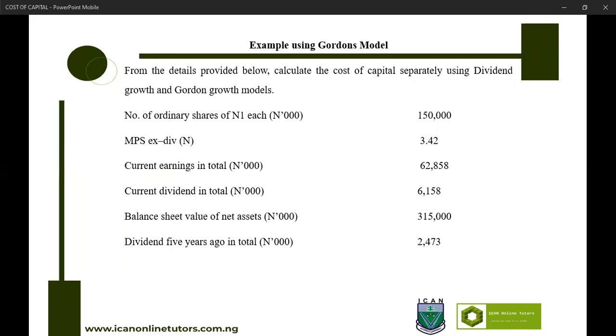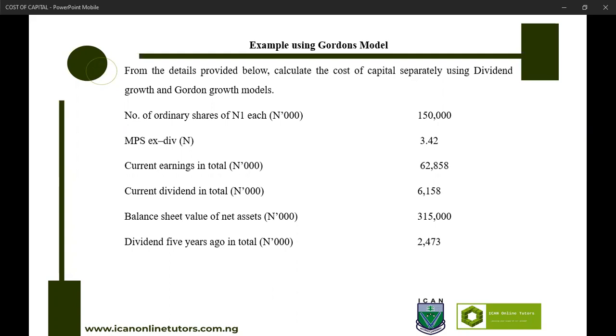Now, from this information provided, do we have our current dividend? We can calculate it. Yes, we have it, but it's given in total. The dividend given to us is in total, not per share.